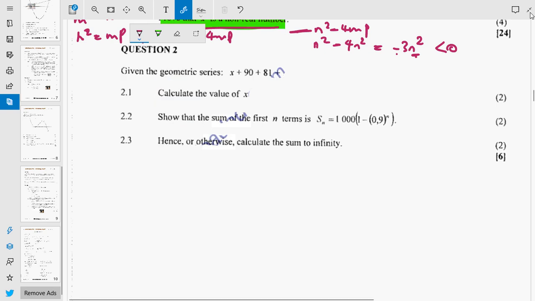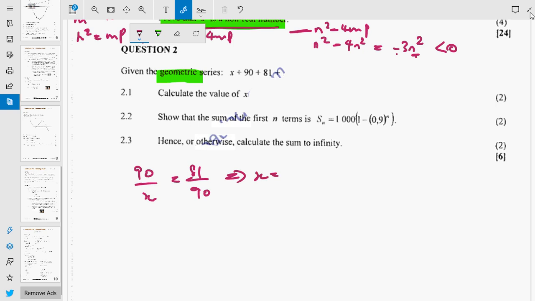The first question they're asking you is to find the value of x. They told you that this is a geometric series, so term 2 divided by term 1 must be equal to term 3 divided by term 2. So what I mean is 90 over x must be equal to 81 over 90. And here you're going to find that your x is 100.